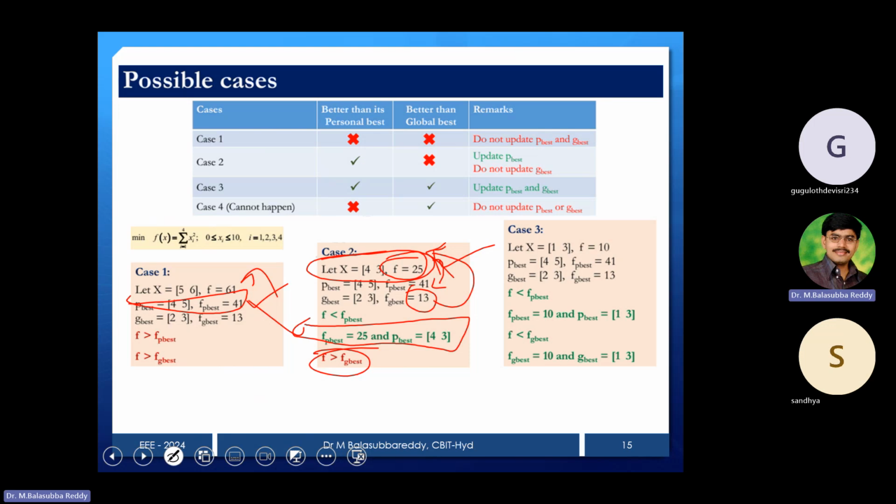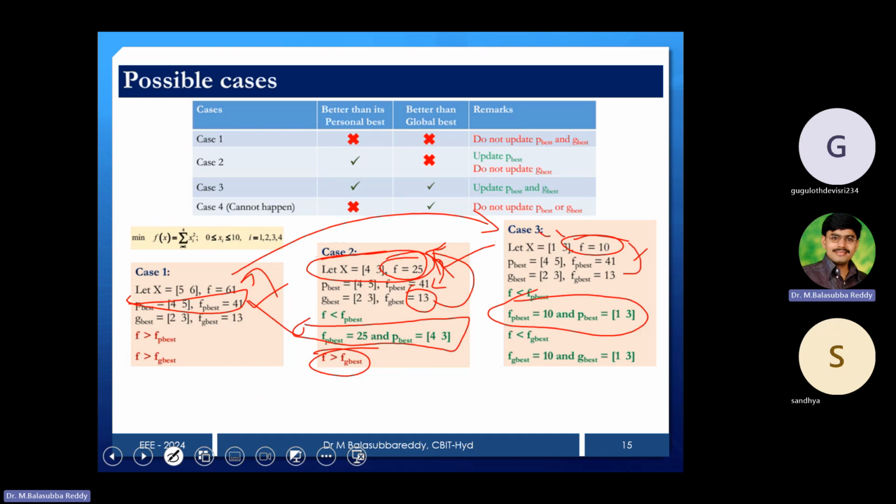Another case I'm telling: x1 value is 1, x2 value is 3. 1 square plus 3 square, that will be 10. And compared to case 1, you can see the modification. Suppose this is the case. Now 10, you have to compare with 41. Who is the best? 10 is the best. That's why you consider that solution as the P best.